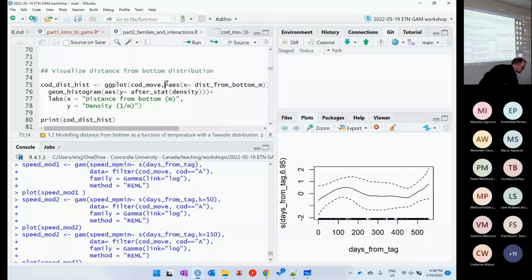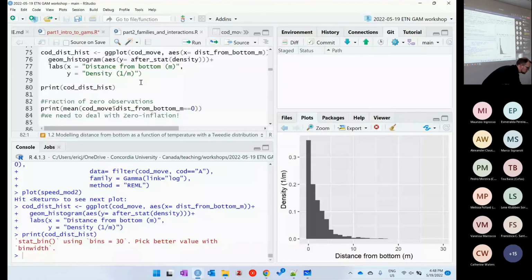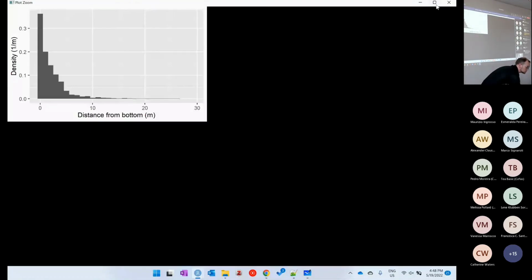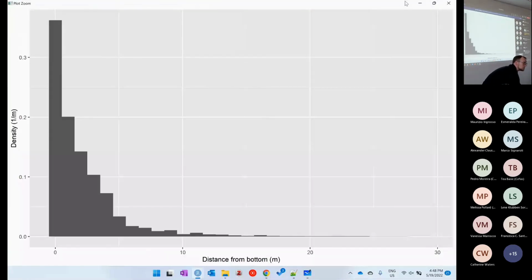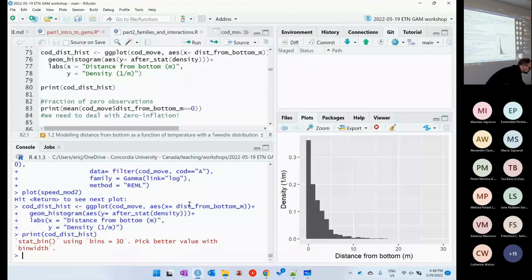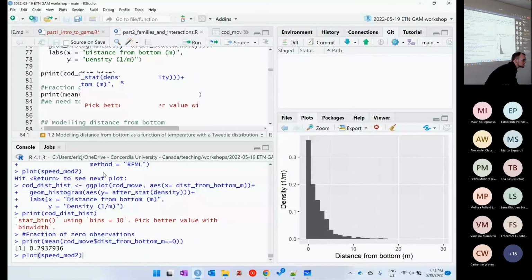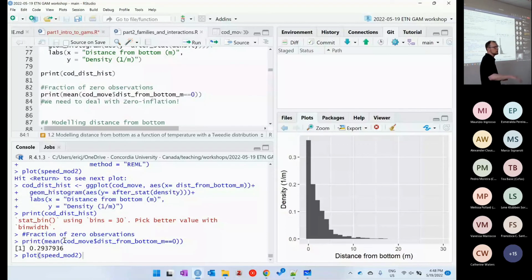I'll quickly touch on the distance from bottom example, just because it is a handy one as well. This is data that's continuous, but also has a bunch of zeros. So we can't model it as a normal distribution, and we can't model it as gamma, because gamma can't handle the zeros. About 30% of the observations for this cod are on the bottom, or actually got coded as negative because the sensor had enough error that it was predicting that the cod was beneath the bottom. We can look at what the fraction is. Yeah, about 30% of the observations are zero. So it's a pretty large fraction of the time this cod is sitting on the bottom of the ocean, or very close to it.